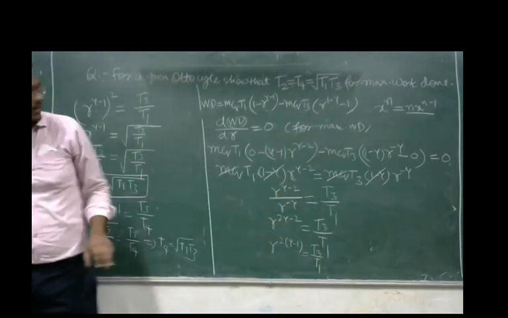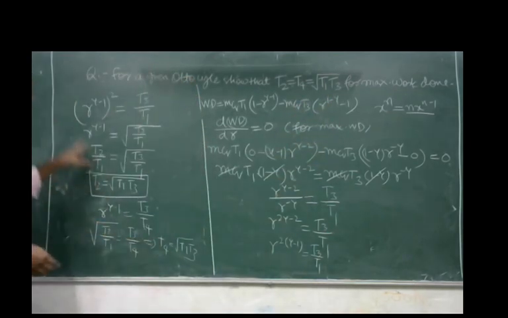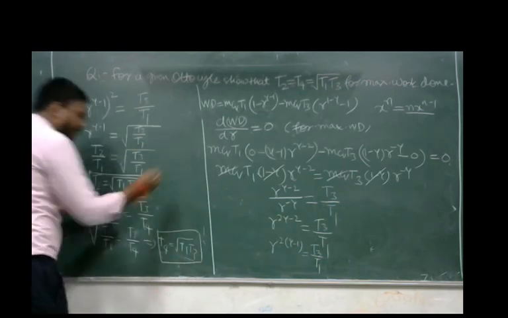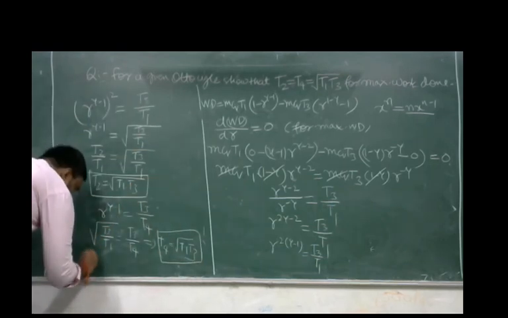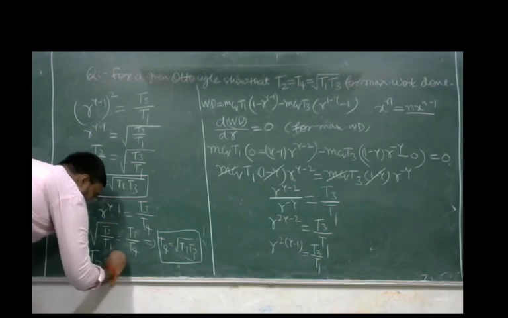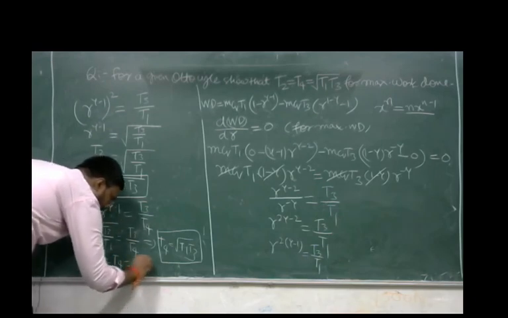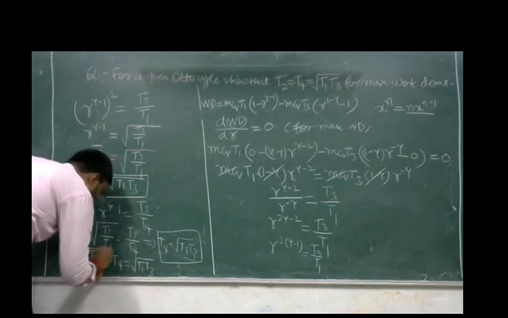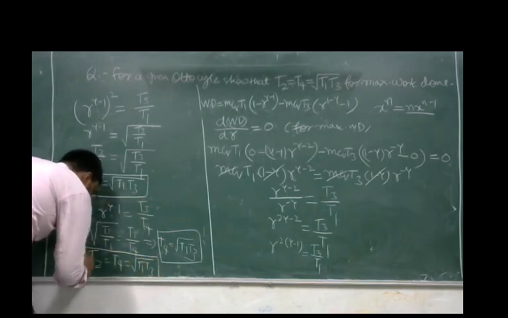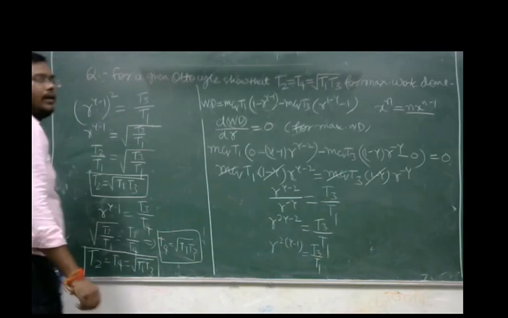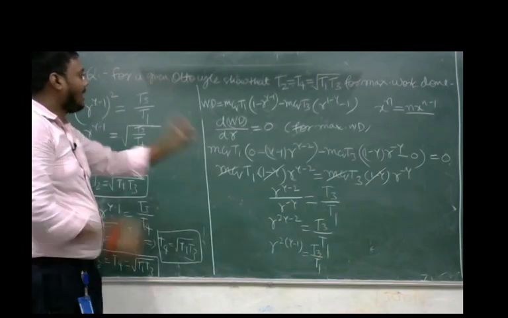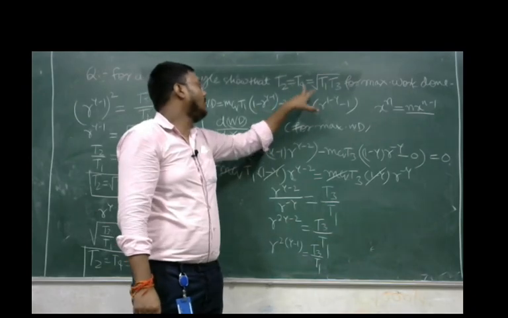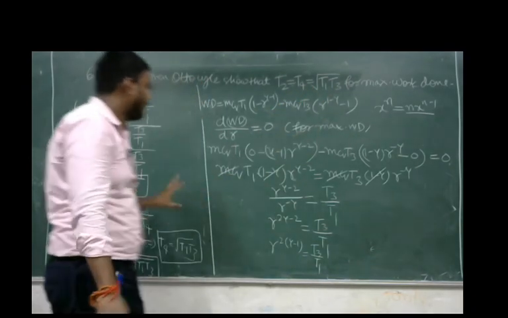And from both the equations, if you merge them, T2 equal to under root T1 T3 and T4 equal to under root T1 T3, so we can say that T2 equal to T4 equal to under root T1 T3. This is what we needed to prove. So here we have proved that for the maximum boundary condition, T2 should be equal to T4, equal to under root T1 T3.